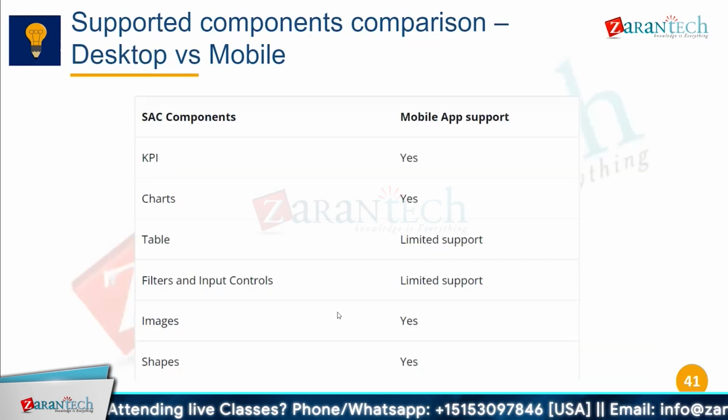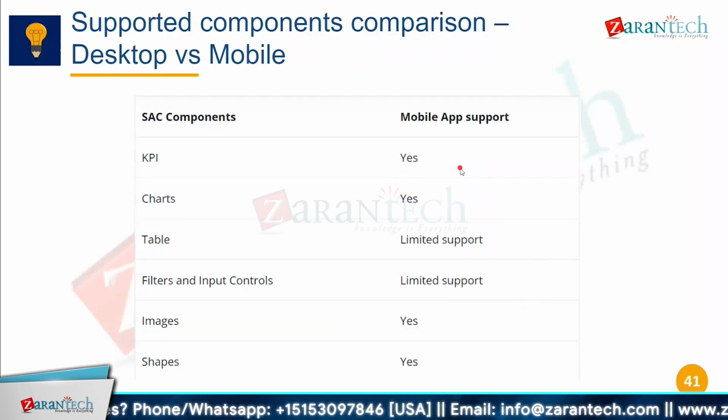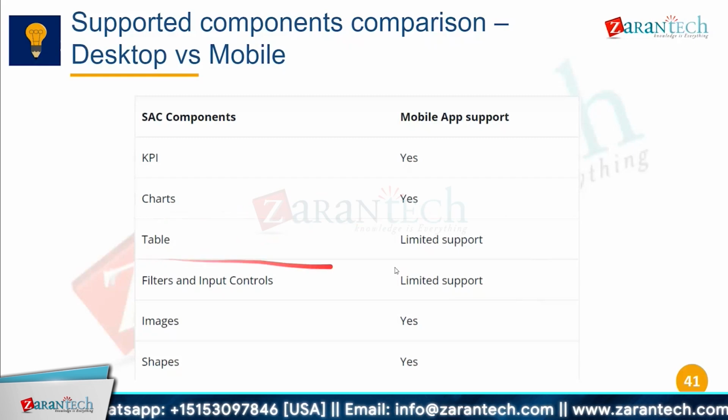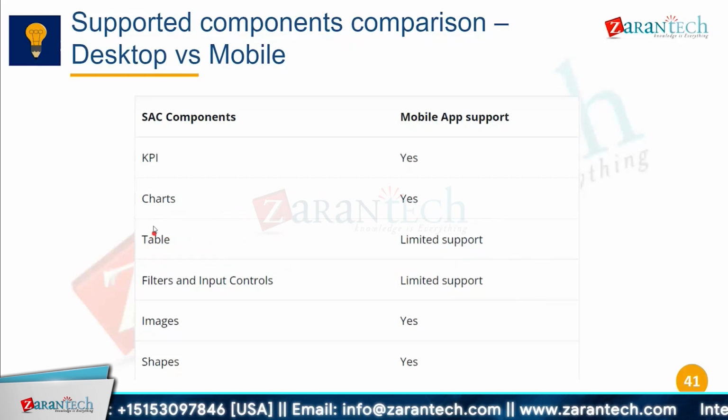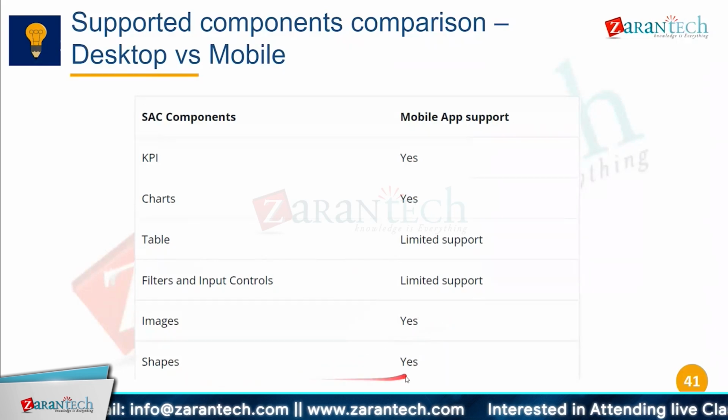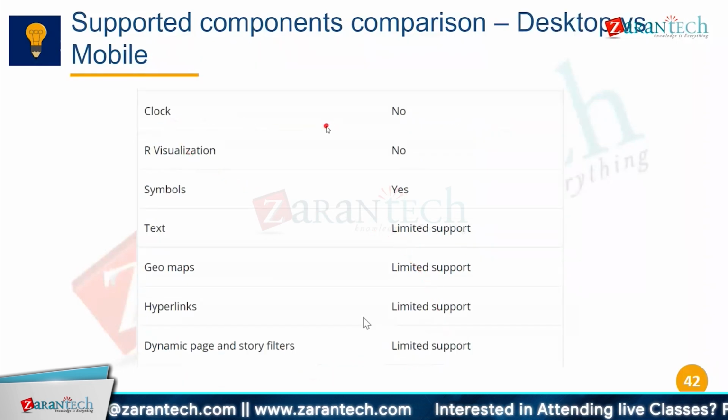Then coming to the comparison of SAC components and mobile app support. Basically, all the KPIs that are available can be viewed in mobile. It is supported. Charts are available. Tables have limited support; not all templates of tables are available. Filter input controls also have limited support. Images are supported. Shapes are supported. Clock is not supported. R visualization is not supported as of now. Symbols are supported.